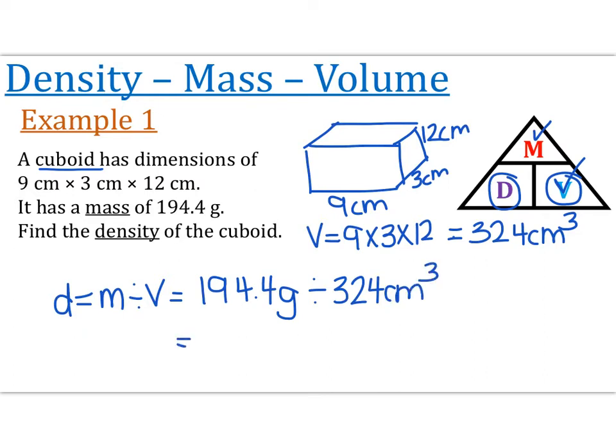So let's get out our trusty calculator. 194.4 divided by 324 gives me 0.6. And then we'll talk about the units. It's going to be grams per centimeter cubed. And there we go. That is how we do these questions.